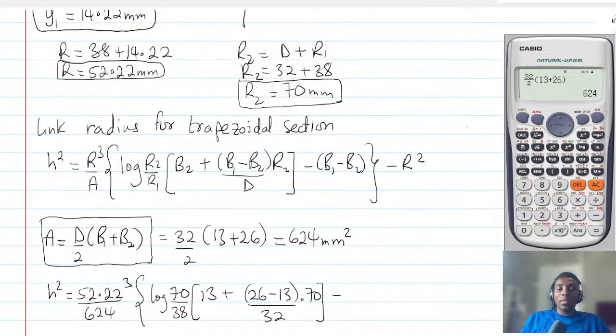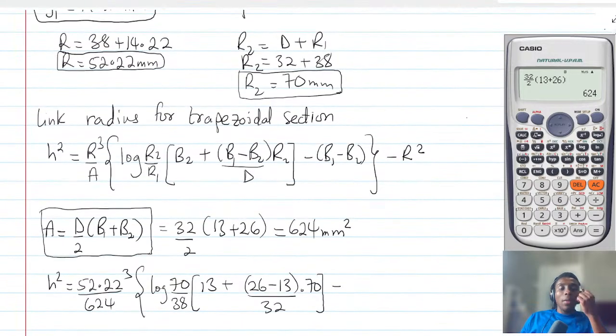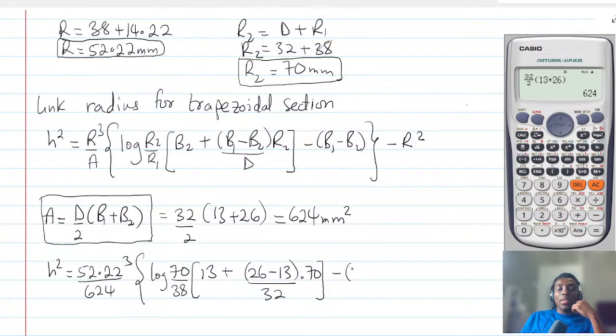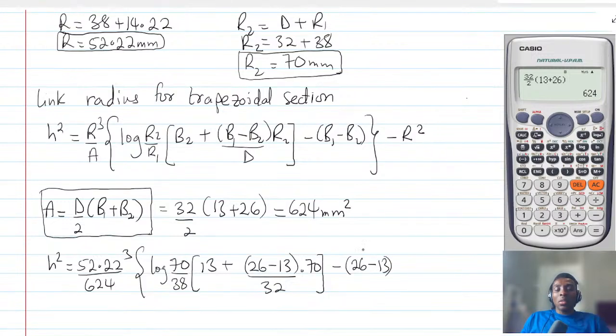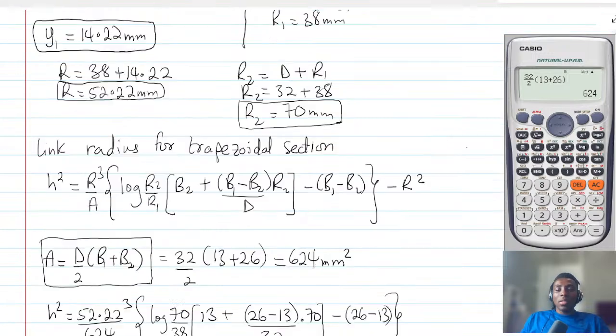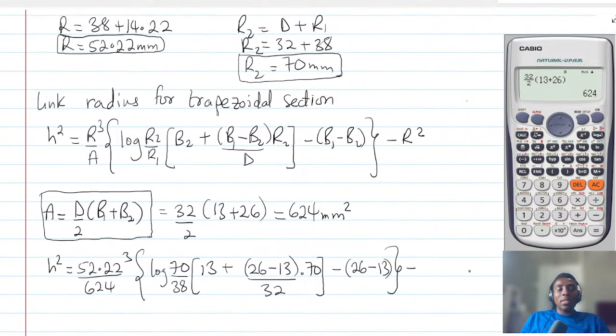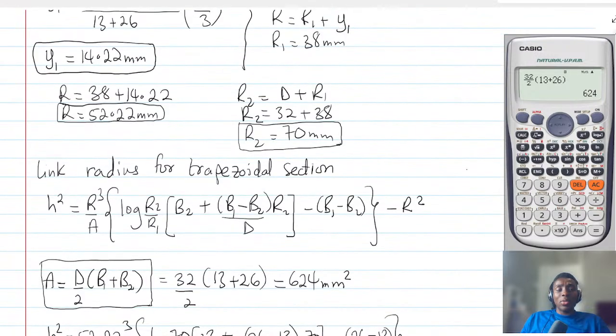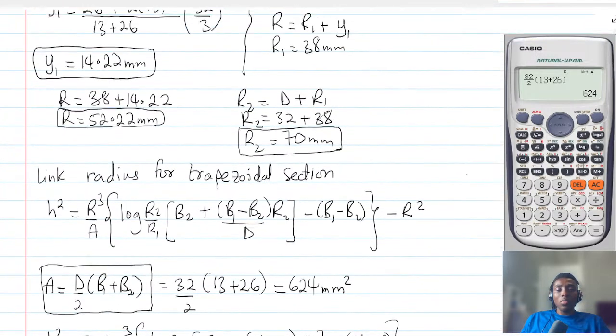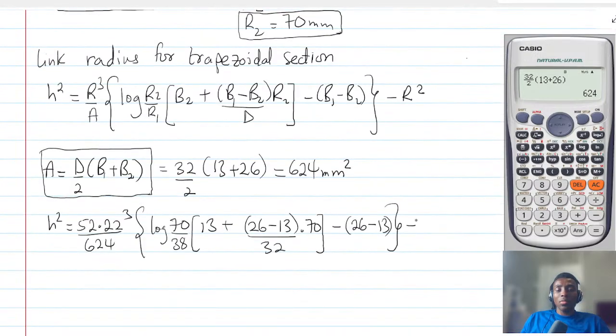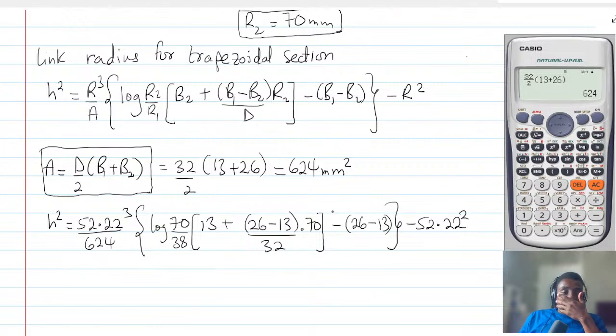Then minus b1 minus b2. So b1 is 26 minus 13, into this, minus r. So r is 52.2, squared. All right. So this is the horrible formula that we have.